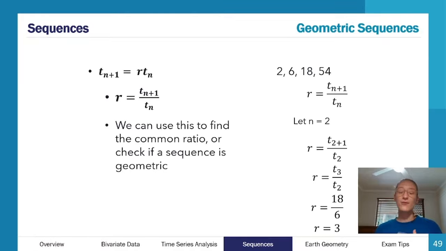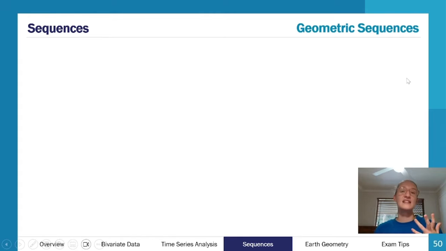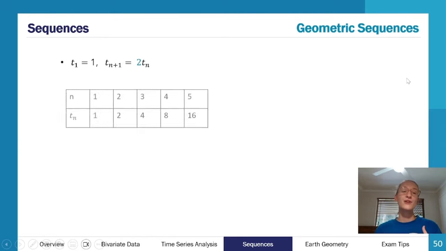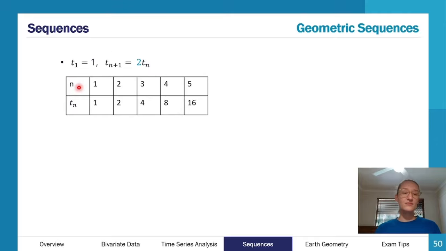And then to properly check if it's geometric, we could check that the gap between these two is also consistent. And then that'll show us if we are following a consistent pattern or rule. So here, for example, we're looking at terms 1, 2, 3, 4, and 5. So here our starting point is 1, and our common ratio is 2. So we're multiplying by 2 each time. So doubling, doubling, doubling, doubling. That's what's happening here in this geometric sequence.